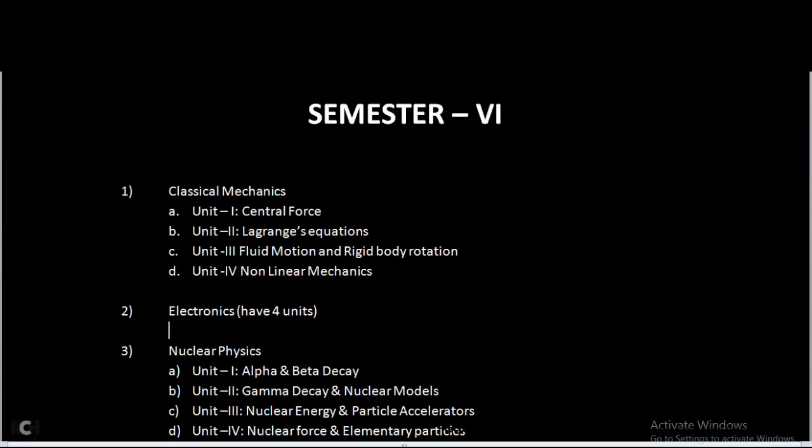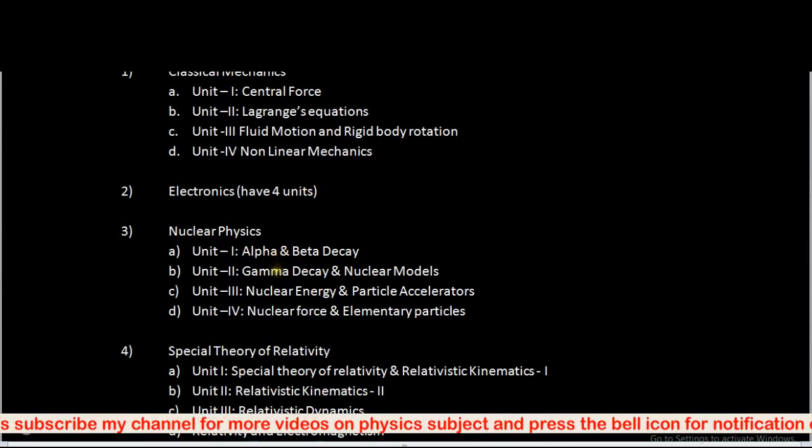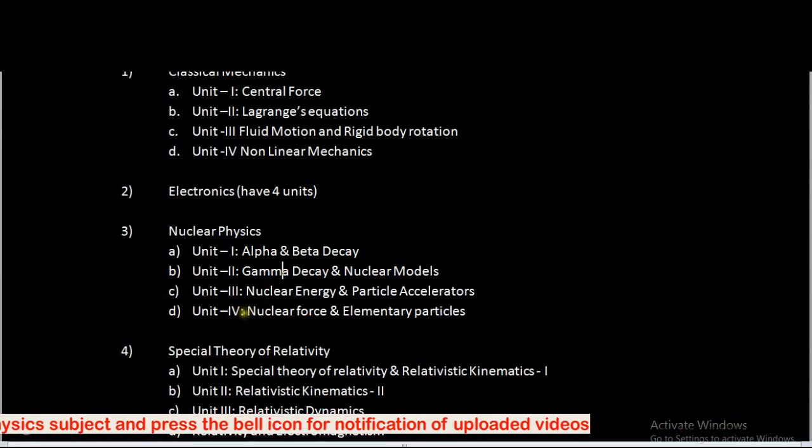Then in the electronics part, again, that we have seen in digital electronics and gates and all, here also around 4 units will be there. Here also you will have 4 units, and in that you will have many subtopics. Then we'll see nuclear physics. In unit 1 you will have alpha and beta decay. Then you will have gamma decay and nuclear models in unit 2. Then in unit 3 you will have nuclear energy and particle accelerators. Then in unit 4 you have nuclear force and elementary particles.